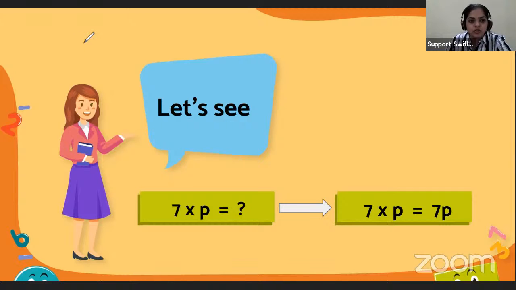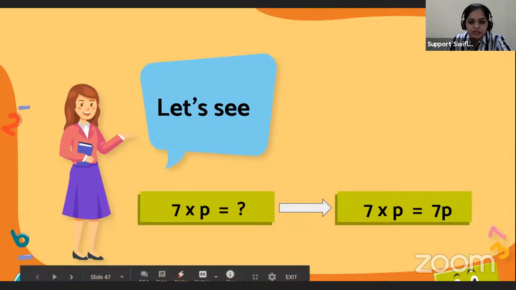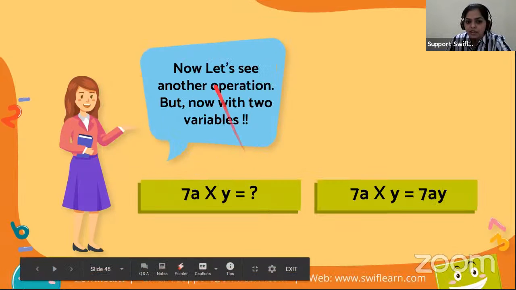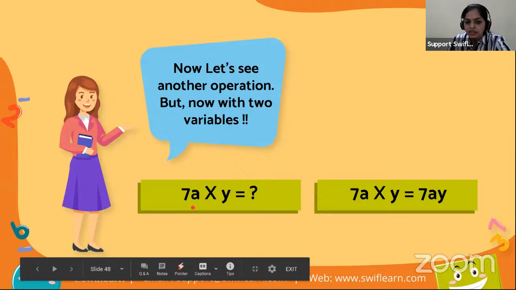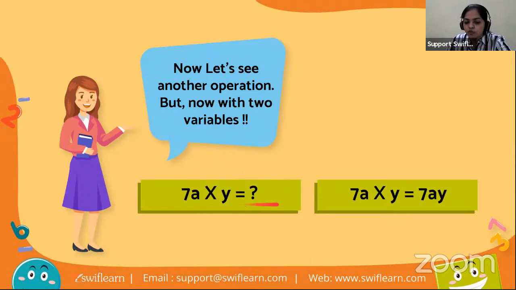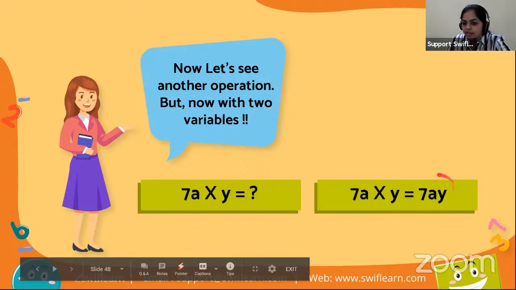All right, so let's move to some more operations. Let's see another operation, but now with two variables. Here we have two variables, the a and the y. So what we have, 7a into y, so it becomes 7ay, like this. Okay, so no problem. If we have two variables or three variables, we have no issue.